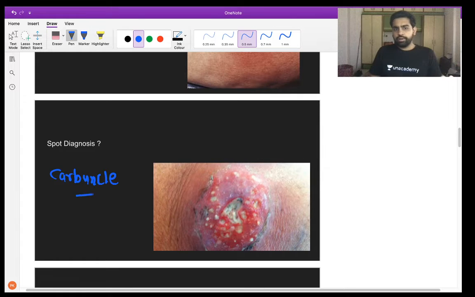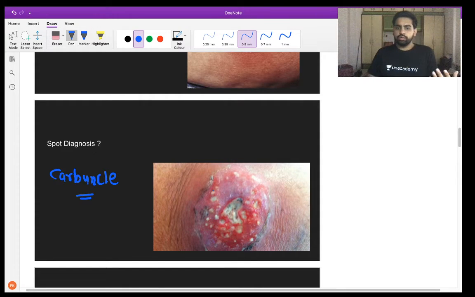So what is the predisposing factor for the formation of carbuncle? So patients who are immunocompromised, okay? So immunocompromised state, diabetes mellitus, all these are the predisposing factors for the formation of carbuncle. What exactly is a carbuncle? If a lot of folliculitis come together and coalesce with each other and lead to the formation of this kind of an image, this is basically a carbuncle.